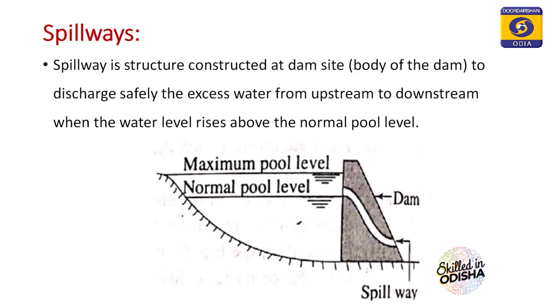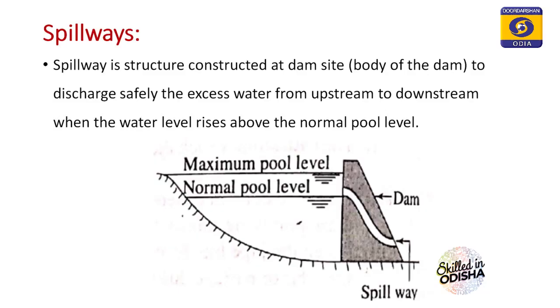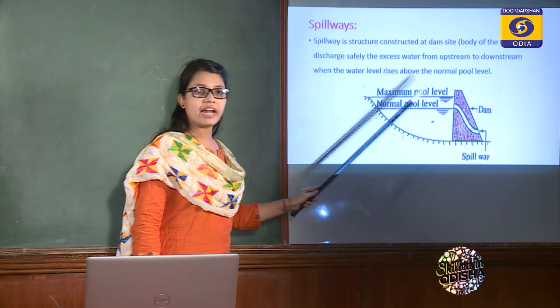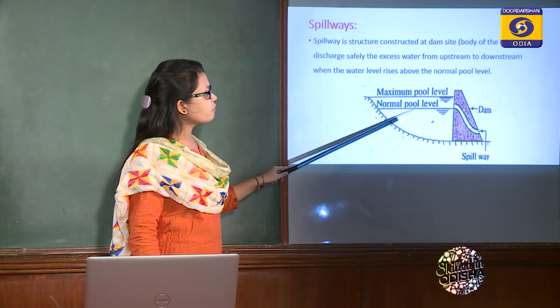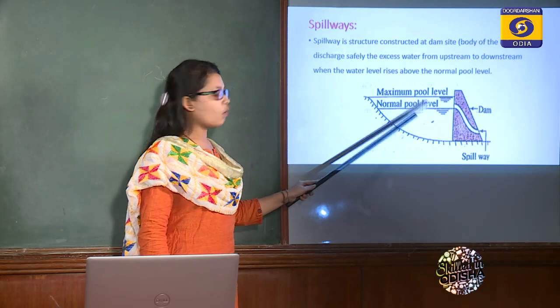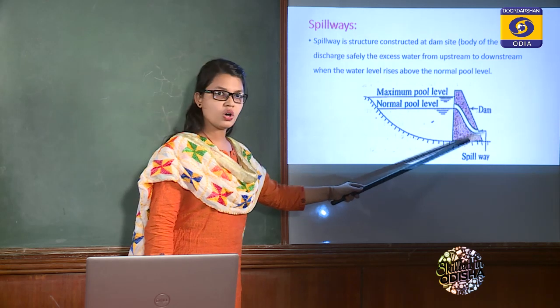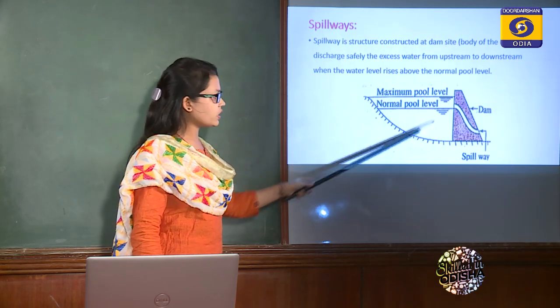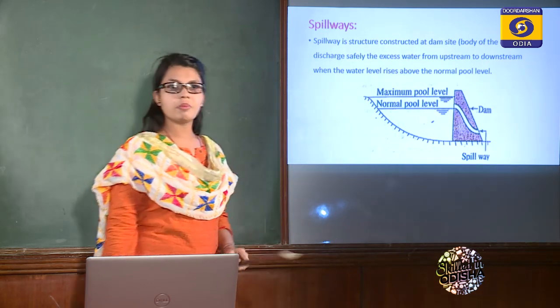But the dam is constructed in such a way that its capacity of holding water should be within this normal pool level. Otherwise, it may affect the safety and stability of the dam. For that purpose, the spillways are constructed in such a way that the crest is at the normal pool level, so that whenever the water rises above the normal pool level, the excess amount of water will be discharged from the upstream to the downstream side, that is back to the river, so that only that much amount of water will be stored in the reservoir according to its maximum reservoir holding capacity. So this was the basic concept of the spillways.